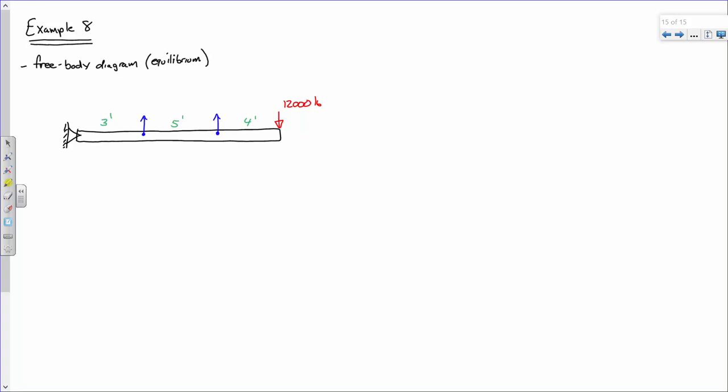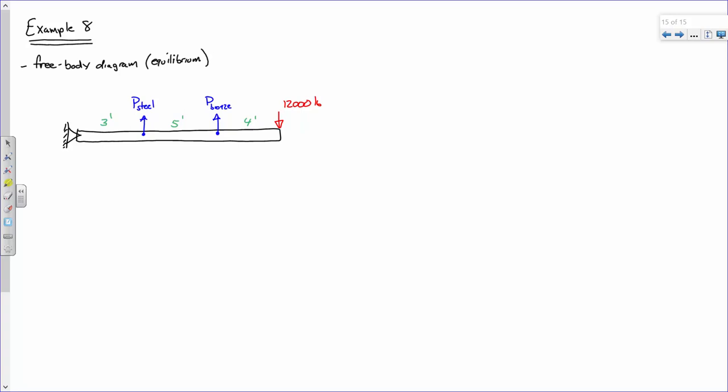Now, if memory serves, the left one was the steel, the right one is the bronze. Now, here's the thing. From an equilibrium perspective, I have absolutely no clue what the force in this is and what the force in that is. I have no clue. So I'm going to call this P steel, P bronze. Okay? P steel and P bronze.